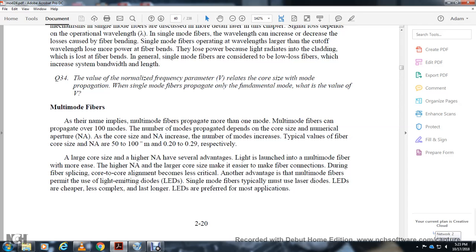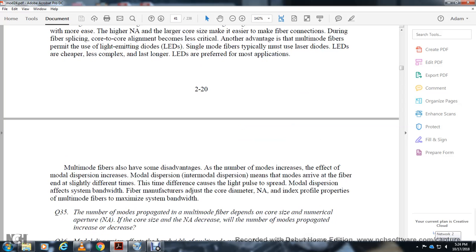The large core size and higher numerical aperture have several advantages for multi-mode fiber. The larger core size makes it easier to connect the fiber, and in splicing, core alignment becomes less critical than for other types of fiber. The higher numerical aperture also permits the use of light emitting diodes. Single mode fiber typically uses laser diodes. Light emitting diodes are cheaper, less complex, and last longer, so they are preferred for most applications.